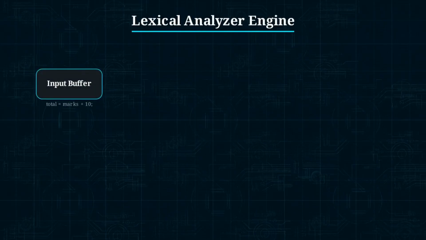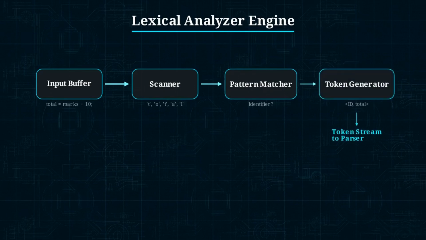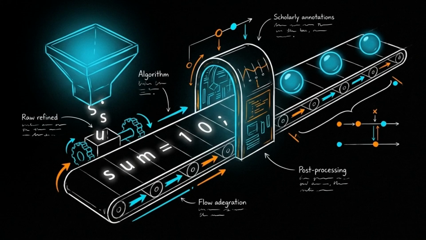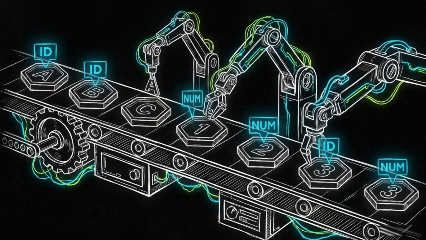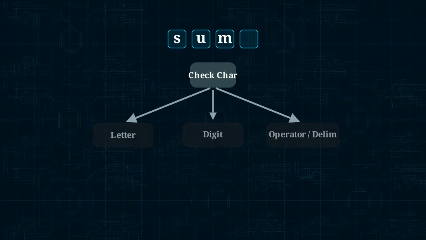The input buffer stores the code, the scanner reads it, the pattern matcher identifies it, and the token generator formats the output, all while the symbol table and error handler manage the data and exceptions. This system functions as a high-speed assembly line, stripping away raw formatting and categorizing every character into the machine-parsable grammar required for the parser. The pattern matcher relies on a character-by-character decision tree.